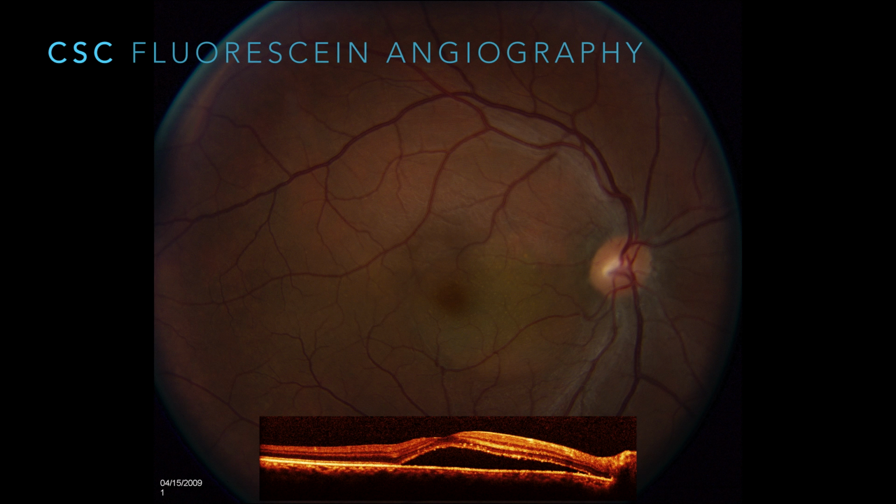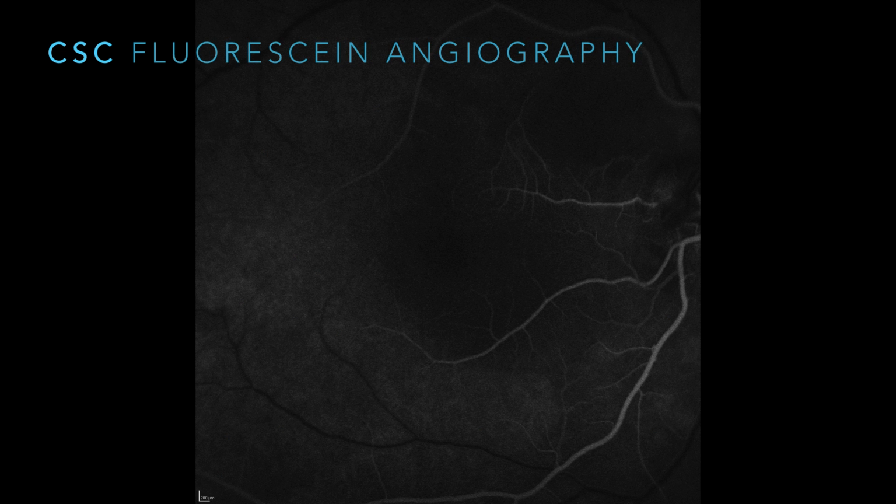Now we're going to go on to fluorescein angiography. There are three principal patterns. I'll show you an example of each. This is the early arterial phase.